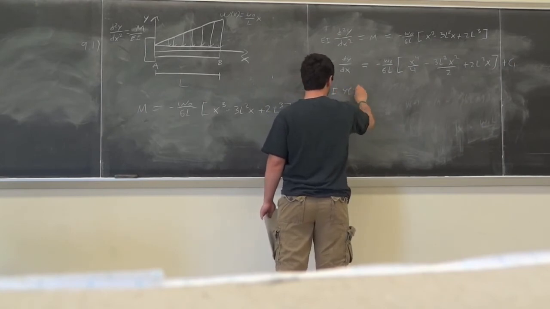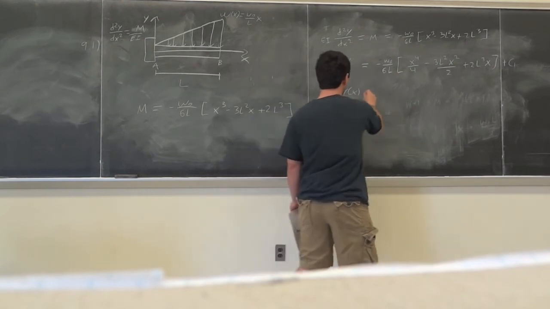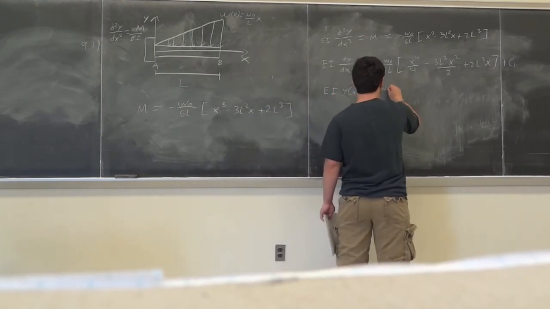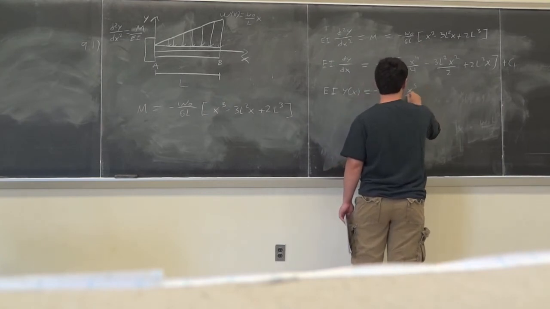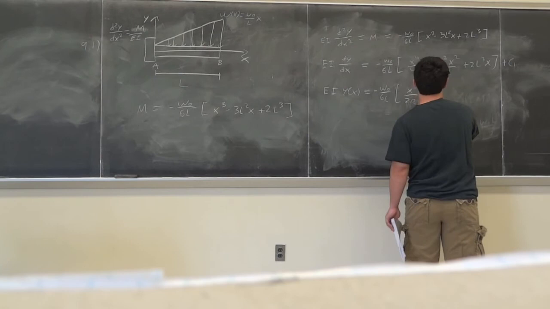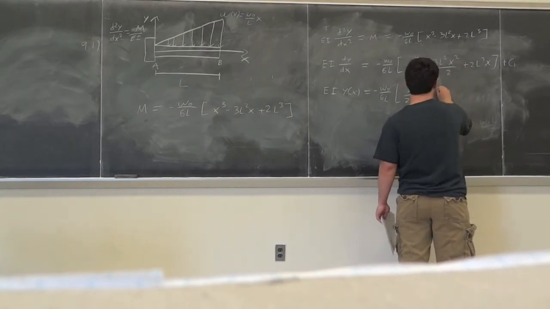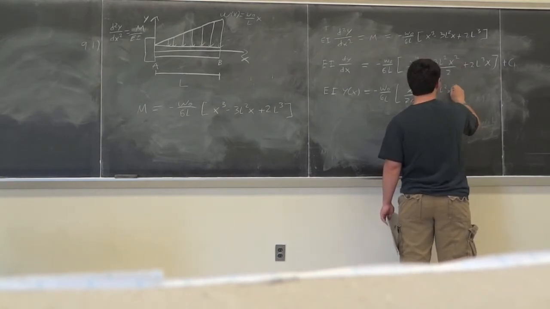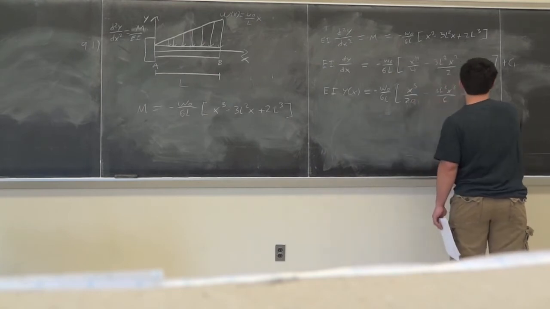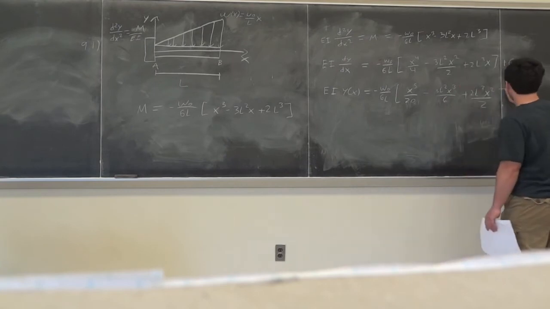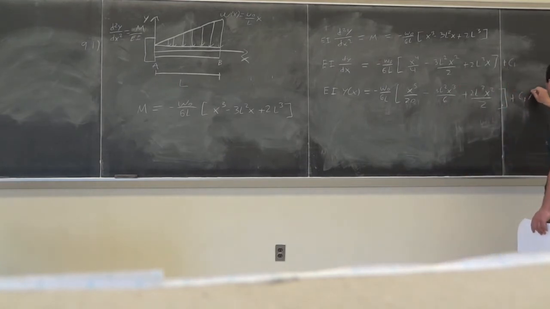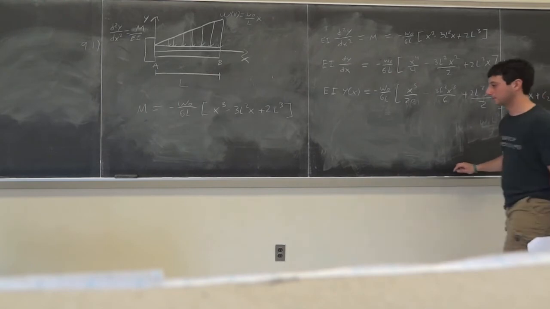So now you have y of x. So this is equal to minus W naught over 6L multiplied by x to the 5th over 20 minus, what is this, 3L squared x cubed over 6 plus 2L cubed x squared over 2 plus C1x plus C2. Right? You're integrating again, so you're introducing another constant of integration.